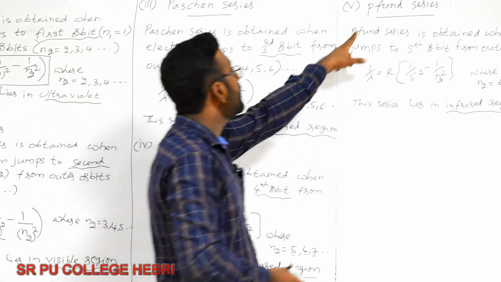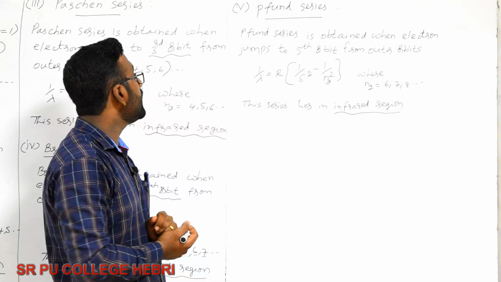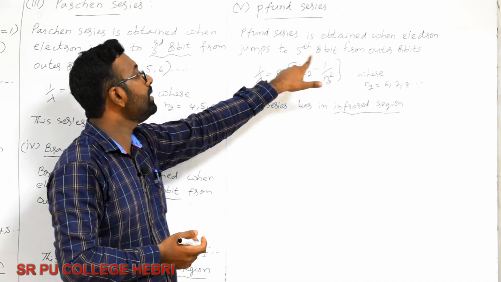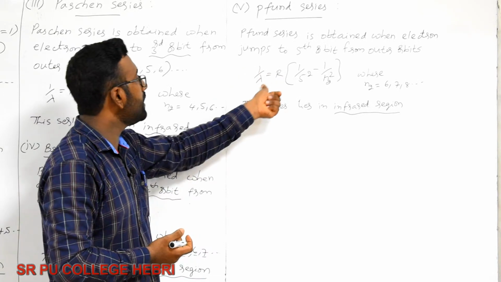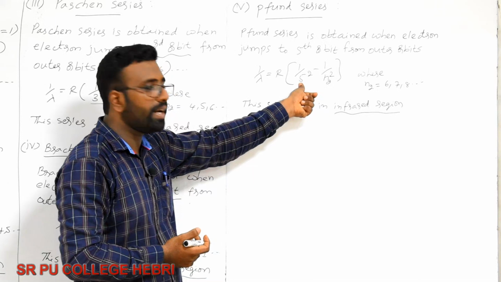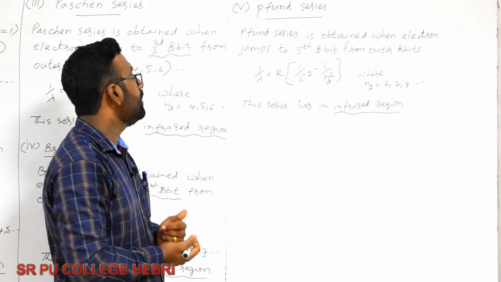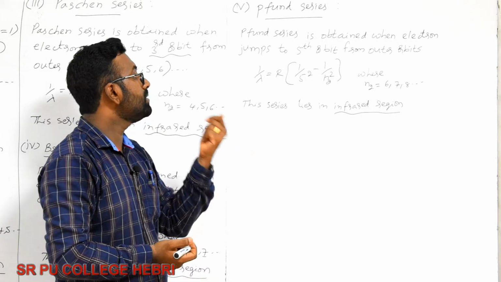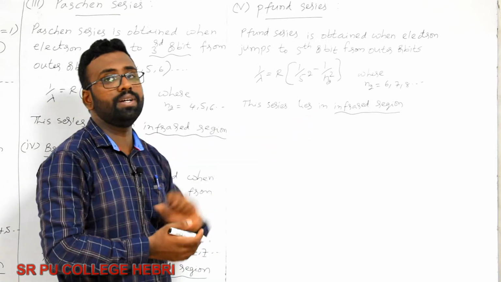The last one, it is a Pfund series. Okay, Pfund series is obtained when electron jumps to fifth orbit from the outer orbits. We can write the equation 1 by lambda is equal to R into 1 divided by 5 square, that is n1 square, minus 1 divided by n2 square. n2 will be 6, 7, 8, etc. So this series comes under infrared region.